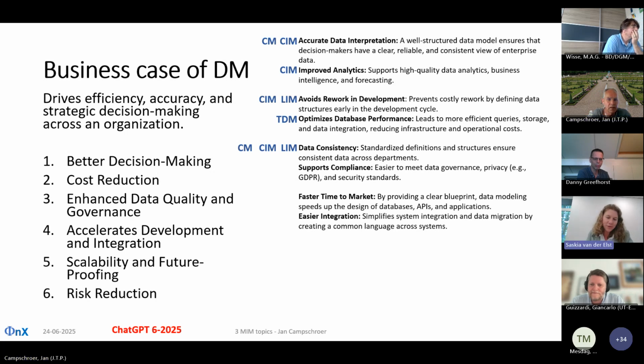Ja, dat is mijn ervaring ook, Jan. Ik heb het afgelopen jaar nauw samengewerkt met compliance medewerkers.